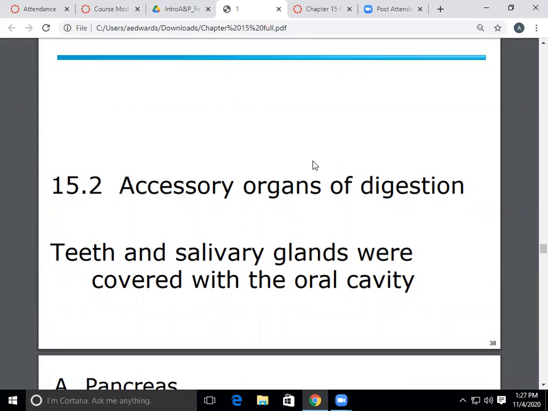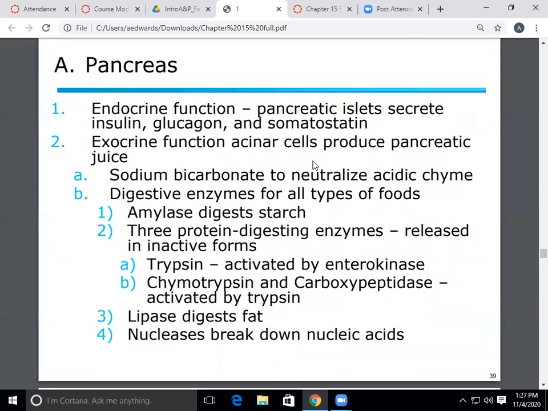We've already, teeth and salivary glands are considered accessory, but we've already covered those with the oral cavity. So we'll move on to the pancreas. So the pancreas has both an endocrine function and an exocrine function. So the endocrine function is the pancreatic islet cells are going to secrete hormones like insulin, glucagon, somatostatin. That's the endocrine function. Exocrine function has to do with the acinar cells in the pancreas secreting pancreatic juices.